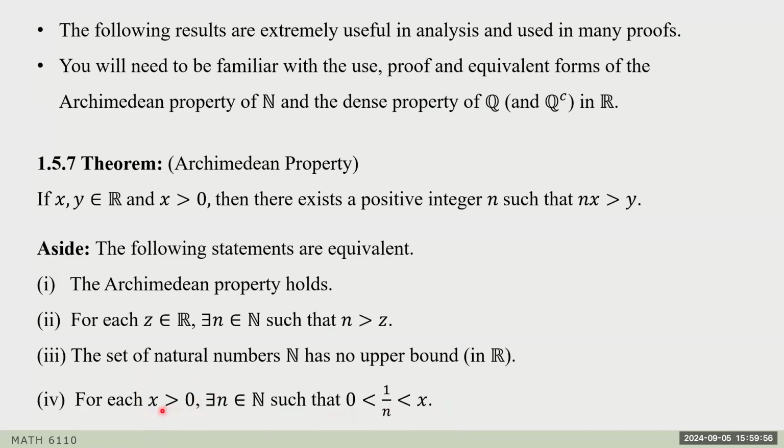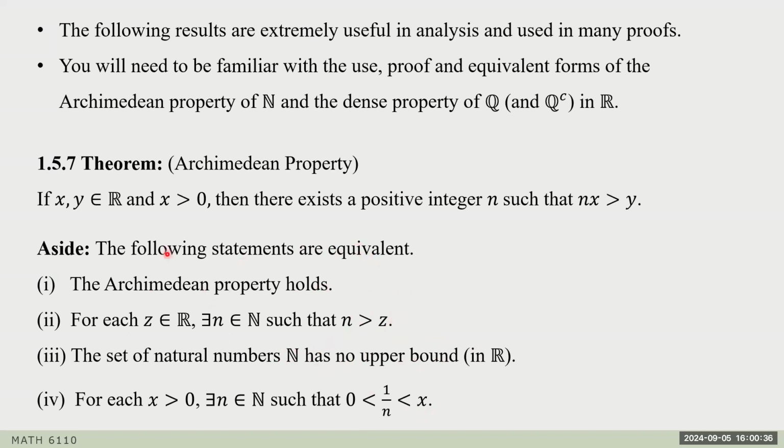No matter how close that number is to 0, I could always find a natural number that's very large so that when I do 1 over it, 1 over a large number is a small number. So when I do 1 over it, I get a number that's smaller than this x. In other words, if you can make any natural number arbitrarily large, you can make 1 over a natural number arbitrarily small. So that's the Archimedean property.